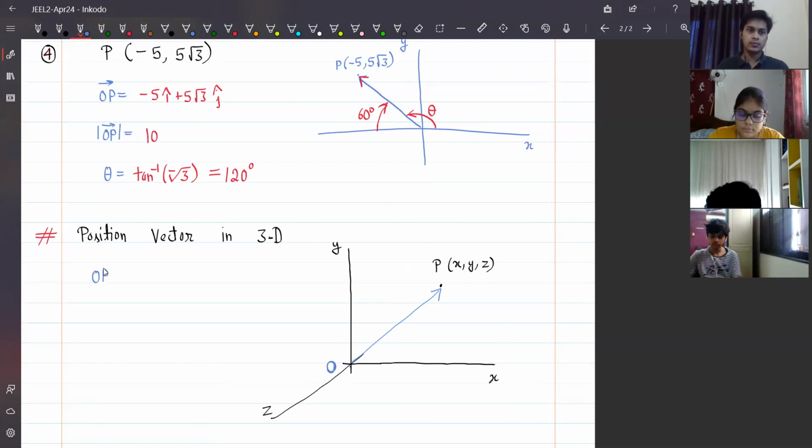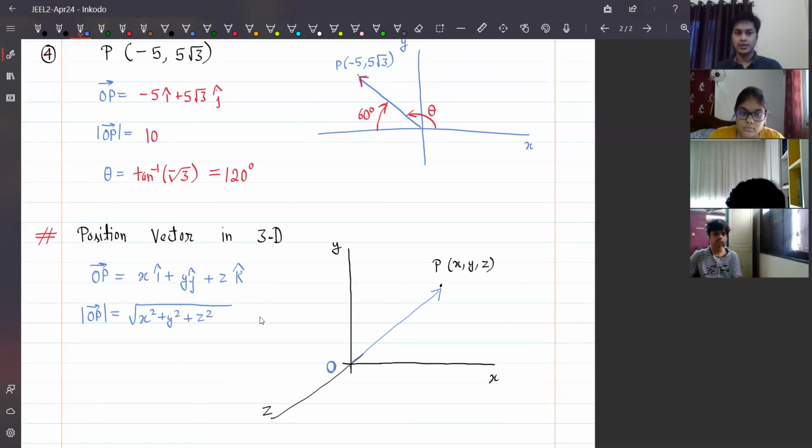Mathematically, it is very easy to modify. OP is xi cap plus yj cap plus zk cap. And the mod of the OP vector is root over x square plus y square plus z square. The derivation of this I will give you as homework. Homework as in you have to think about how this came. The hint is you have to apply Pythagoras theorem twice. After the class, think about why this is x square plus y square plus z square, and so you can actually prove it.